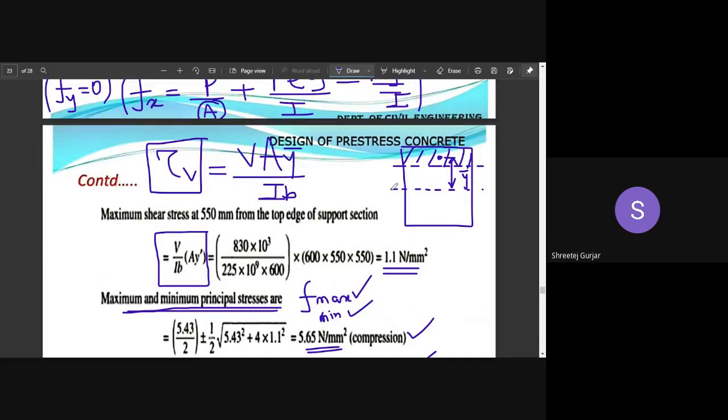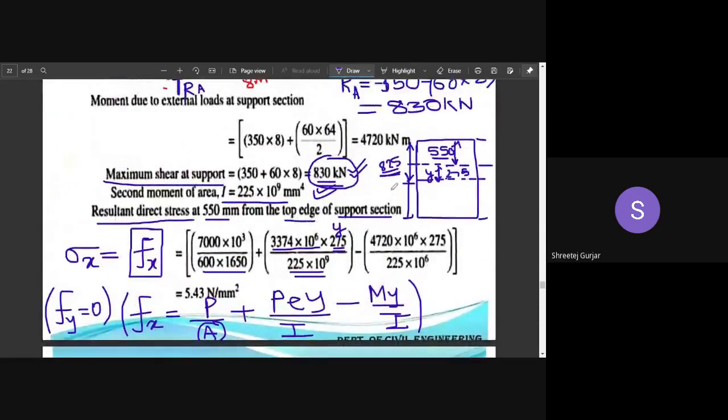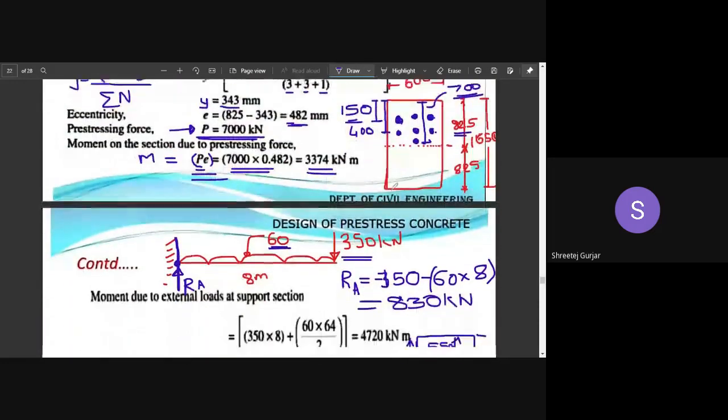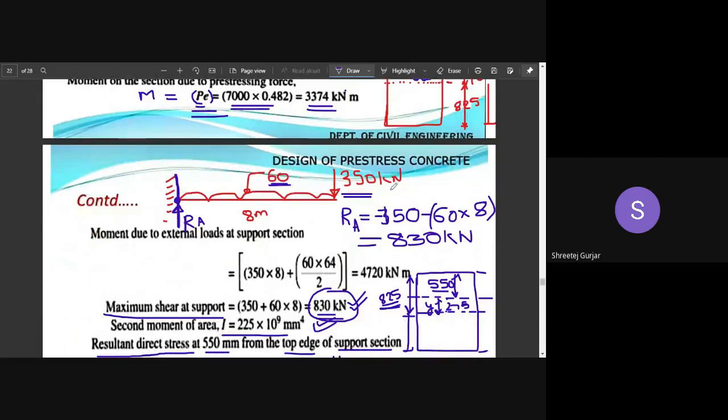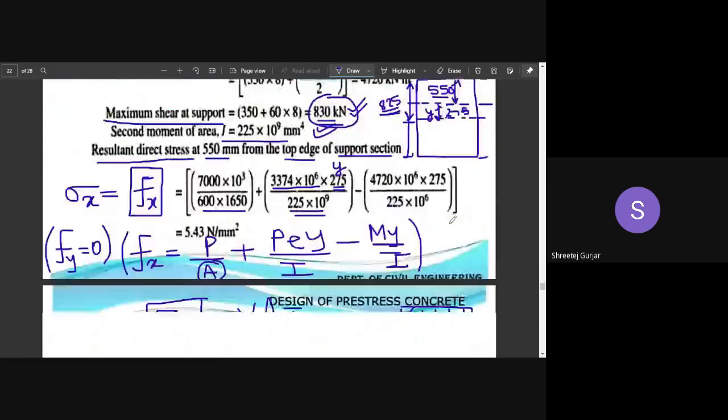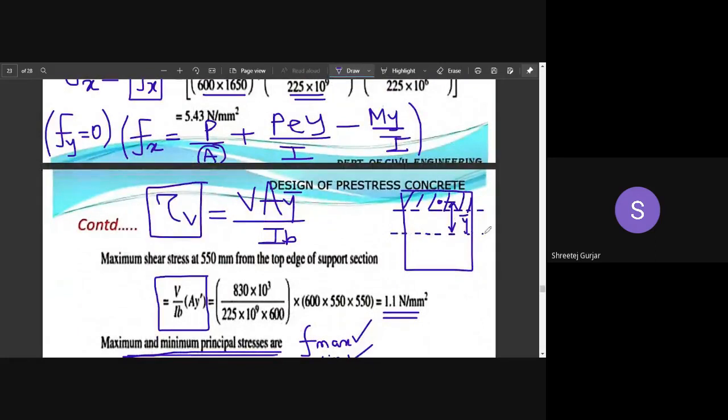So this is how you have to calculate when you are given a cantilever problem. Here this is a unique problem wherein they have told us to calculate at the support section, but not at the neutral axis. The plane of interest is not at the neutral axis. It is at a distance of 550 mm from the top, or 275 mm from the neutral axis. This is my plane of interest.